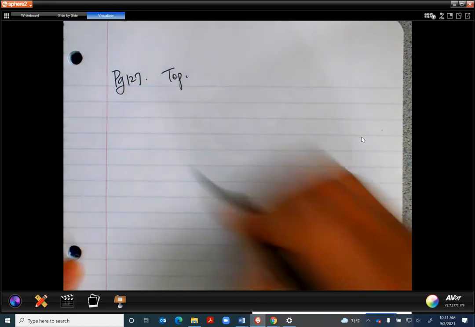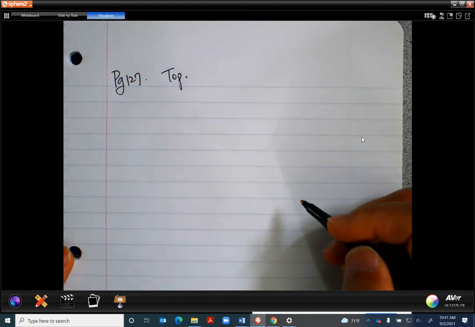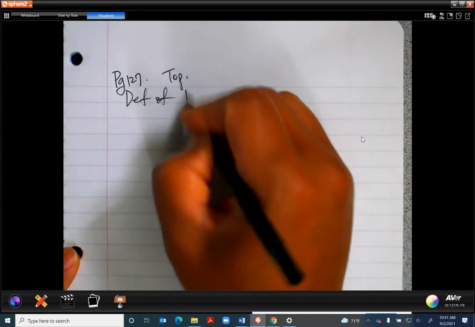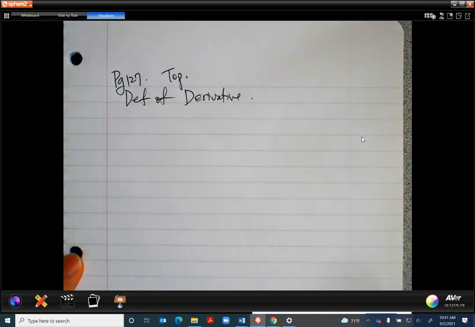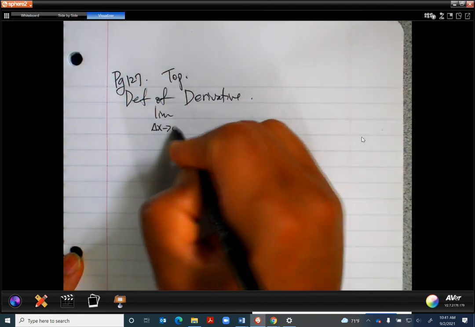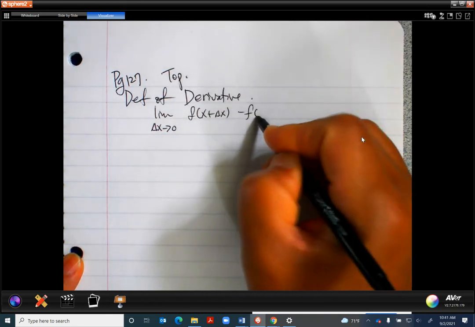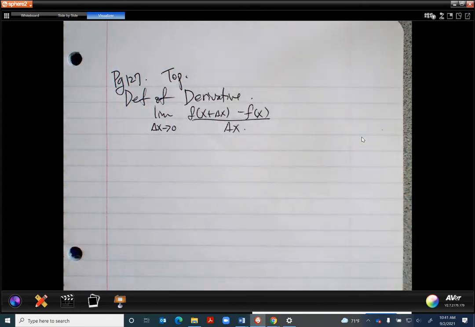Alright. On the very top, you're going to find a definition on page 127. Do you see a definition of what? Definition of derivative. I want you to look at it. Doesn't it look very similar? It says limit, change of x goes to 0, f of x plus change in x minus f of x all over change of x. Doesn't that look very similar to what we just did?